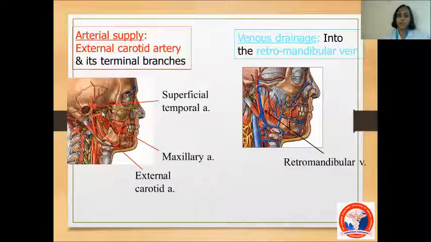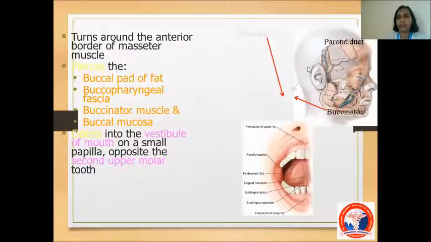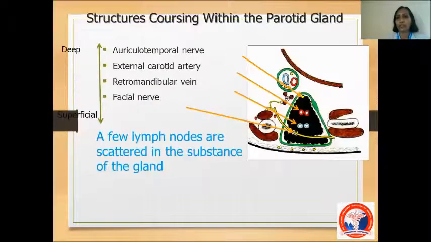The venous drainage of the gland is into the retromandibular vein. Here we can see the retromandibular vein. Both the terminal branches of the external carotid artery as well as the formation of the retromandibular vein are within the substance of the gland, which we have seen previously in this diagram. So here we see the terminal branches of the external carotid and the retromandibular vein with its anterior and posterior division.